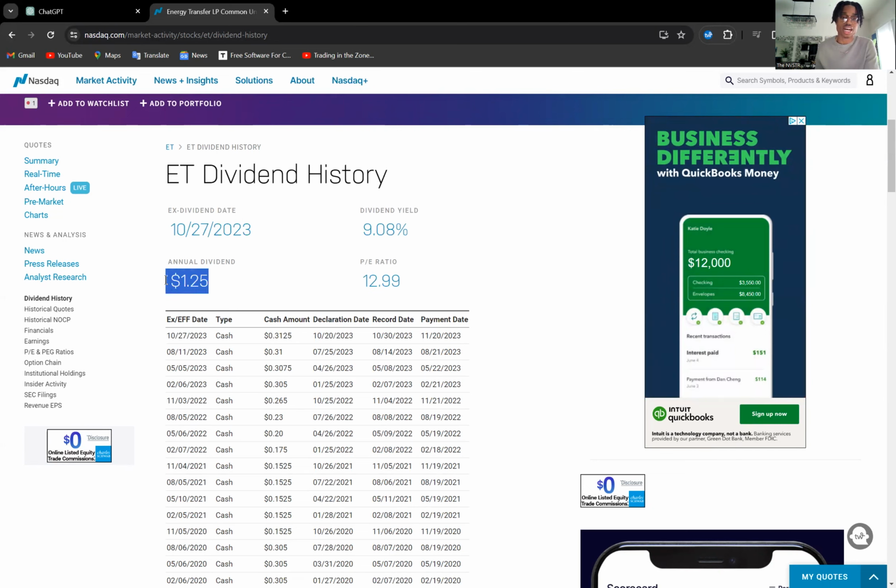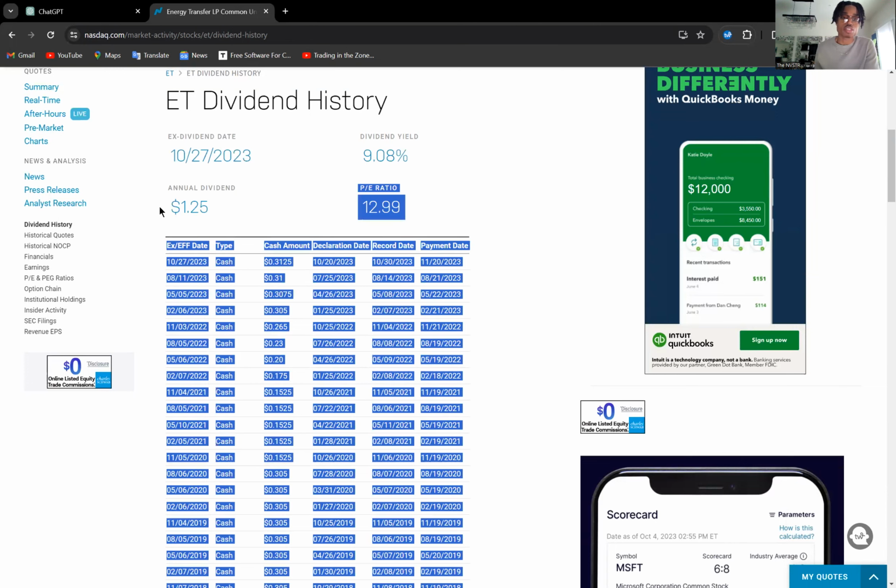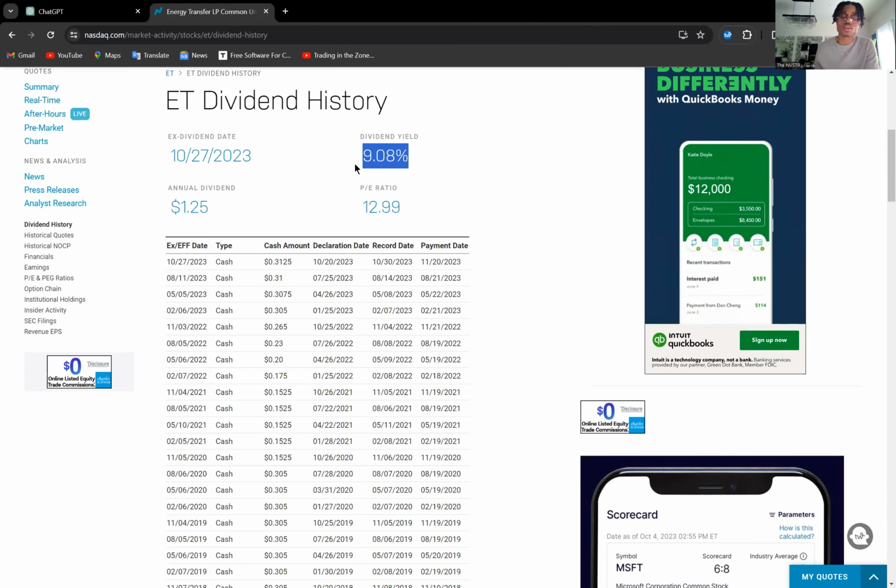Annual dividend of $1.25, but the dividend yield is 9%. When you take some time to factor in all of this, the annual dividend amount and the yield are very important for you to understand, because sometimes high dividend amounts versus the yields give you very different results.